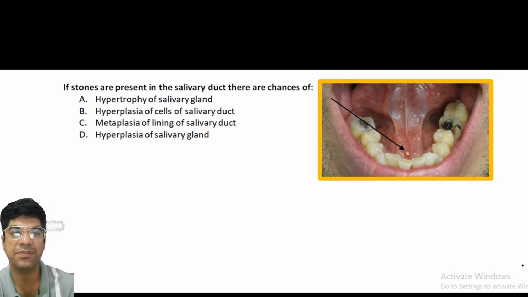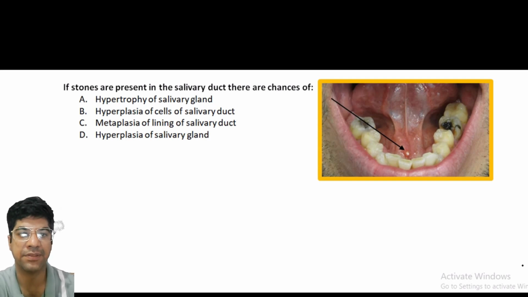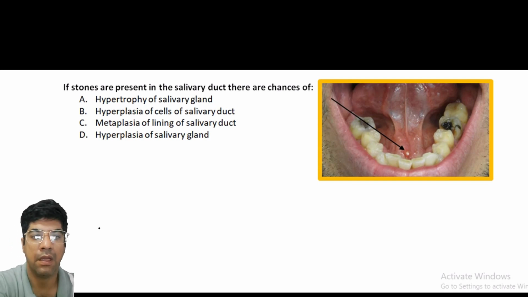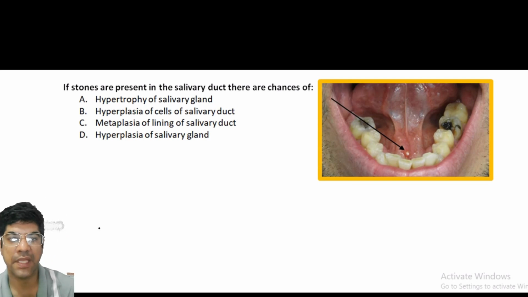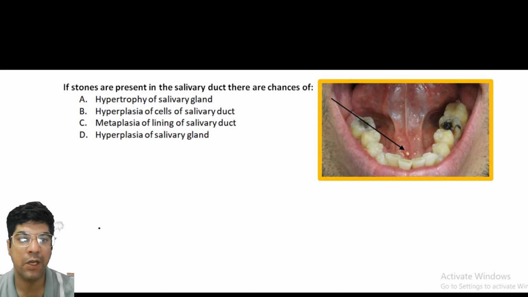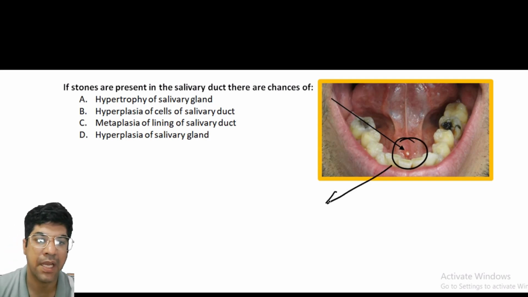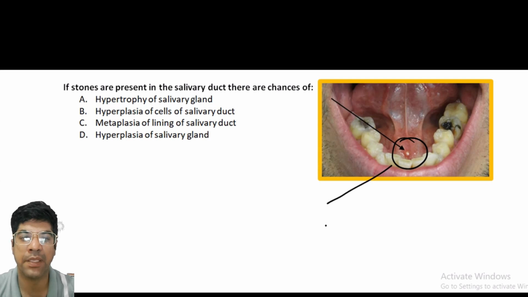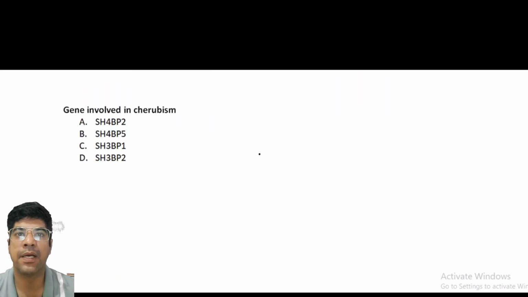The next question, if stones are present in the salivary duct, there are chances of metaplasia of the lining of the salivary duct. So remember the stones in the excretory duct of salivary glands. The presence of stones can irritate and damage the lining of the duct, leading to metaplastic changes, where the normal secretory columnar epithelium may be replaced by a non-functional stratified squamous epithelium as a result of injury caused by the stones. So your answer would be metaplasia of lining of salivary ducts.